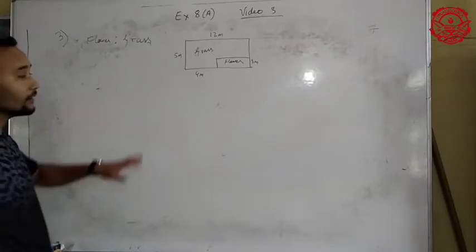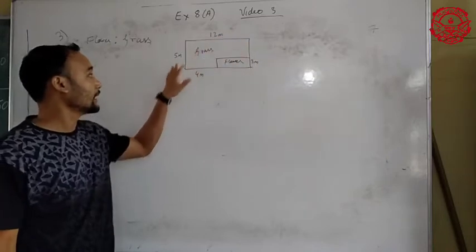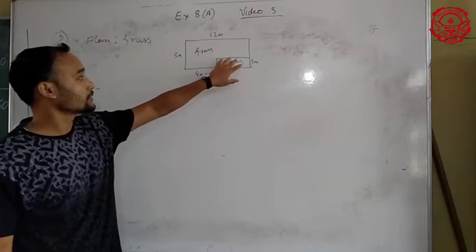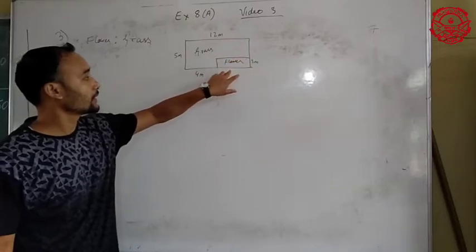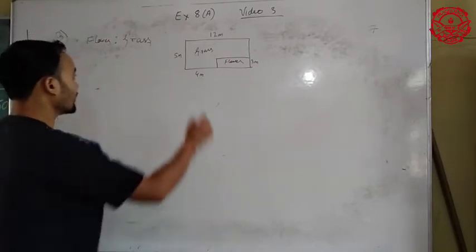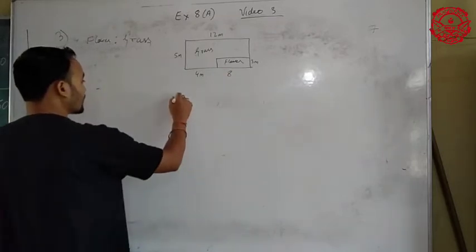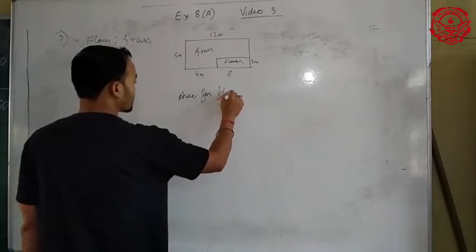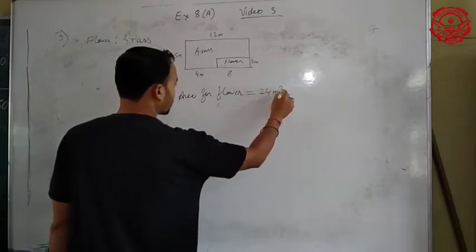Fine. First of all, we will calculate this area, and the entire rectangular plot. In order to calculate this, we can subtract this particular area from the entire area. Then we will get the area reserved for flowers. Now see, if this is 12 and this is 4, then this is 8. Fine. Now, area for flower equals 8 times 3, 24 meters square.